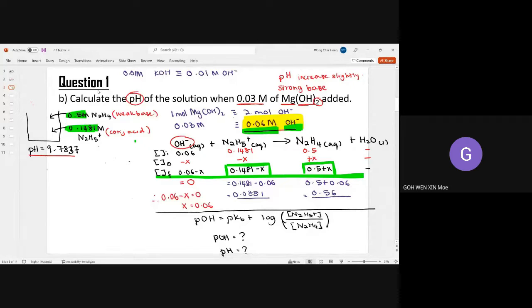Means I get pH equals 10.0585. Oh no, I haven't calculated. I just want to calculate. Sorry.